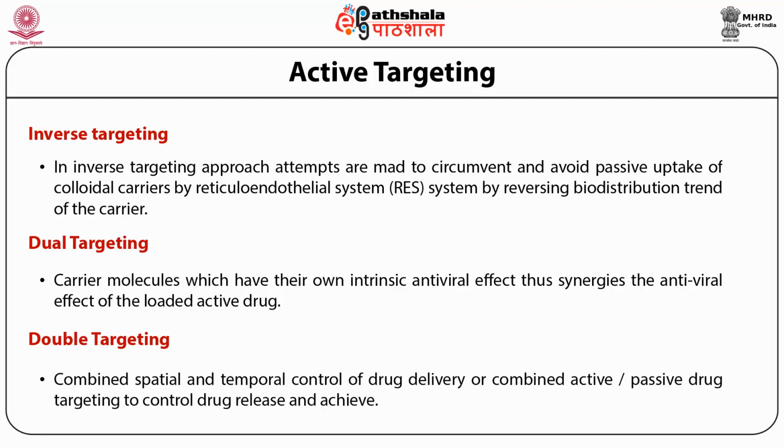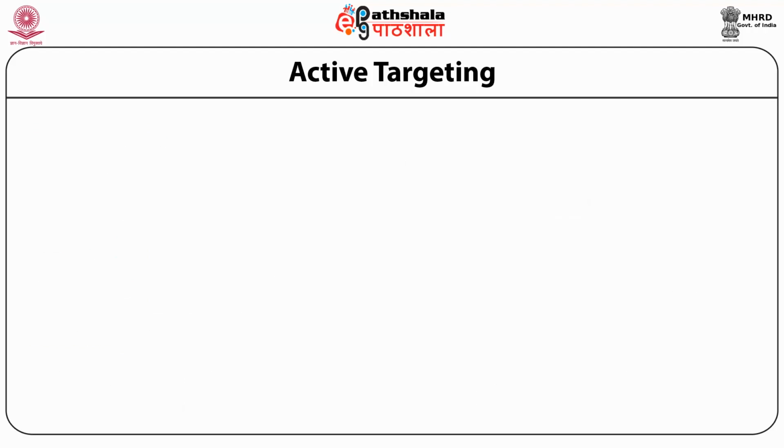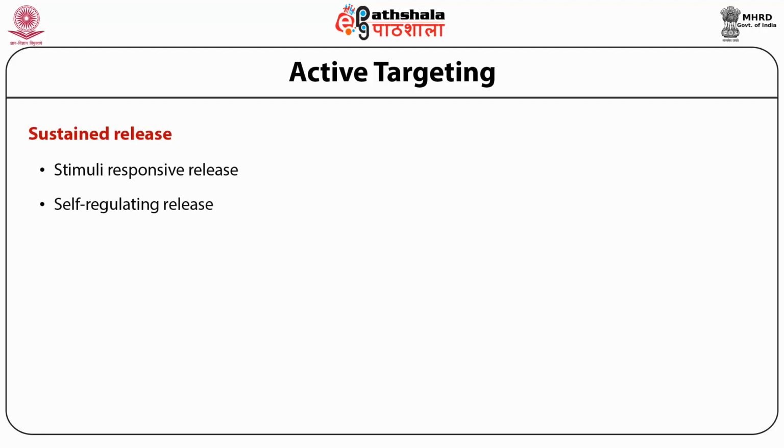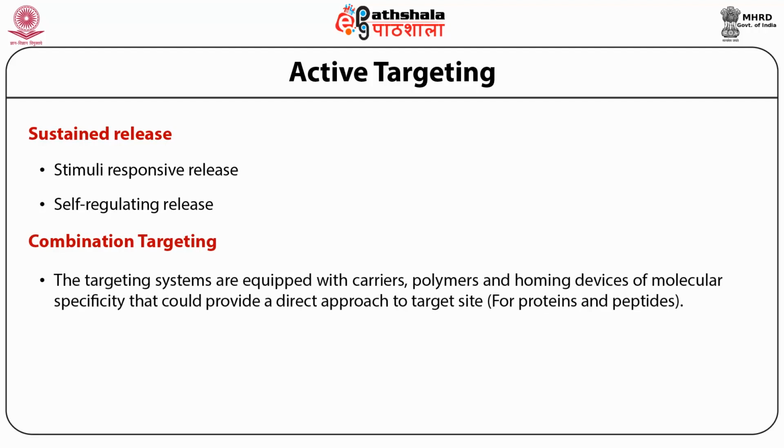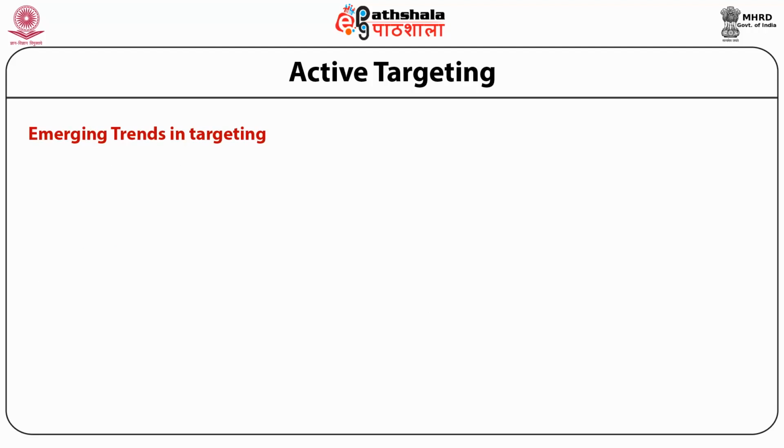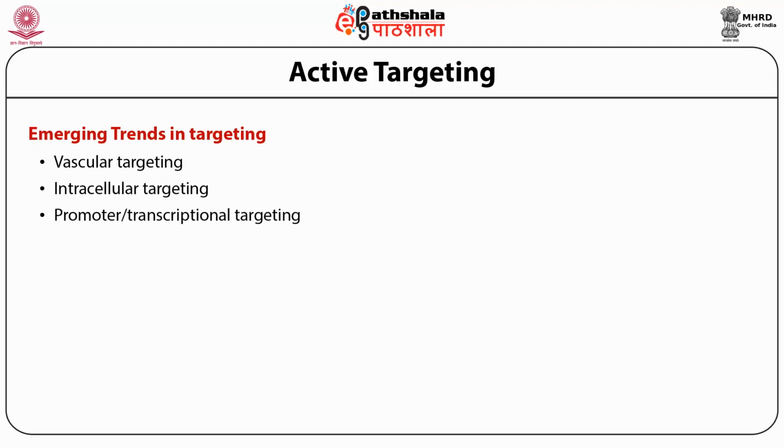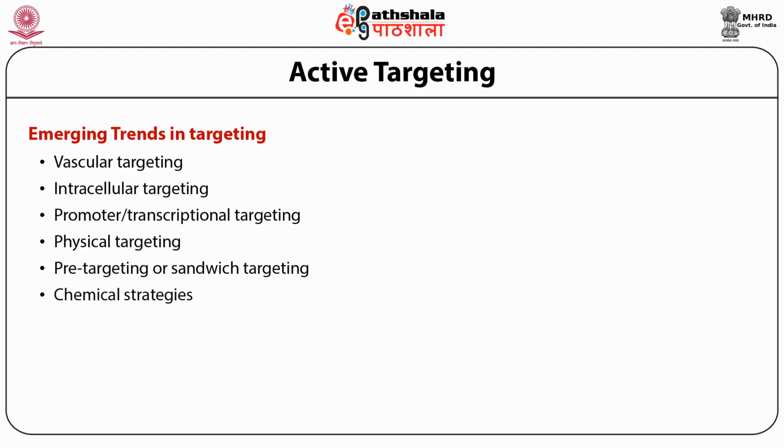What is the spatial and temporal component? Temporal means when you are controlling the time of release, and spatial means you are controlling the site where the drug will release. You can get the sustained release as well as the targeted release. Combination targeting includes the carriers, polymers and homing devices of molecular specificity that could provide a direct approach to target site. Some emerging trends in the targeting include vascular targeting, intracellular targeting, promoter transcriptional targeting, physical targeting, pre-targeting or chemical strategy.